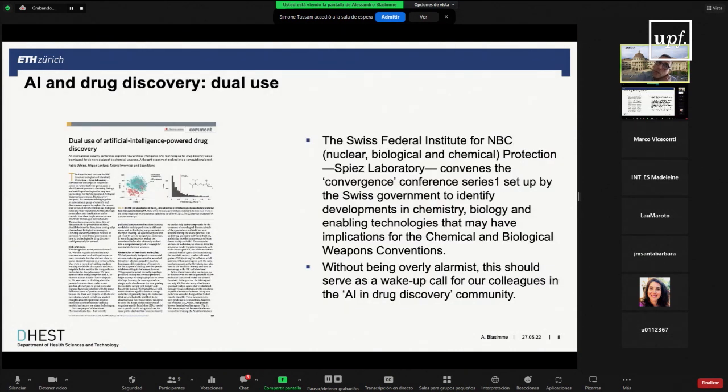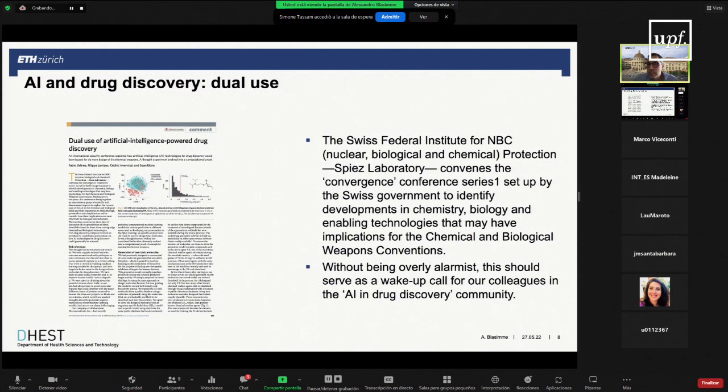Another issue that we have with drug discovery and AI is the problem with dual use, meaning the possible misuse of these kinds of technologies for purposes that have nothing to do with finding new pharmacological weapons against human disease, but actually some people are worried that the very same algorithms might help developing weapons, biological weapons, or tools for bioterrorism.